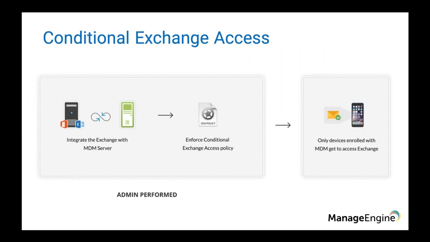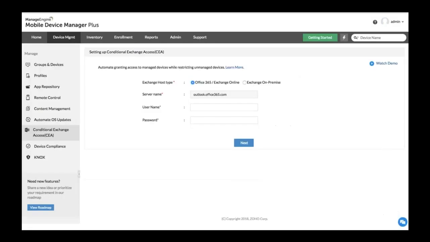This is how the conditional exchange access works. We would integrate the Exchange Server with the MDM server. We would enforce a conditional exchange access policy, and only the devices that are enrolled with the MDM would get access to your exchange services. So it's kind of like the MDM server acts like a firewall, we could say, and only allows certain requests to get through to your exchange services. And this is how it's done.